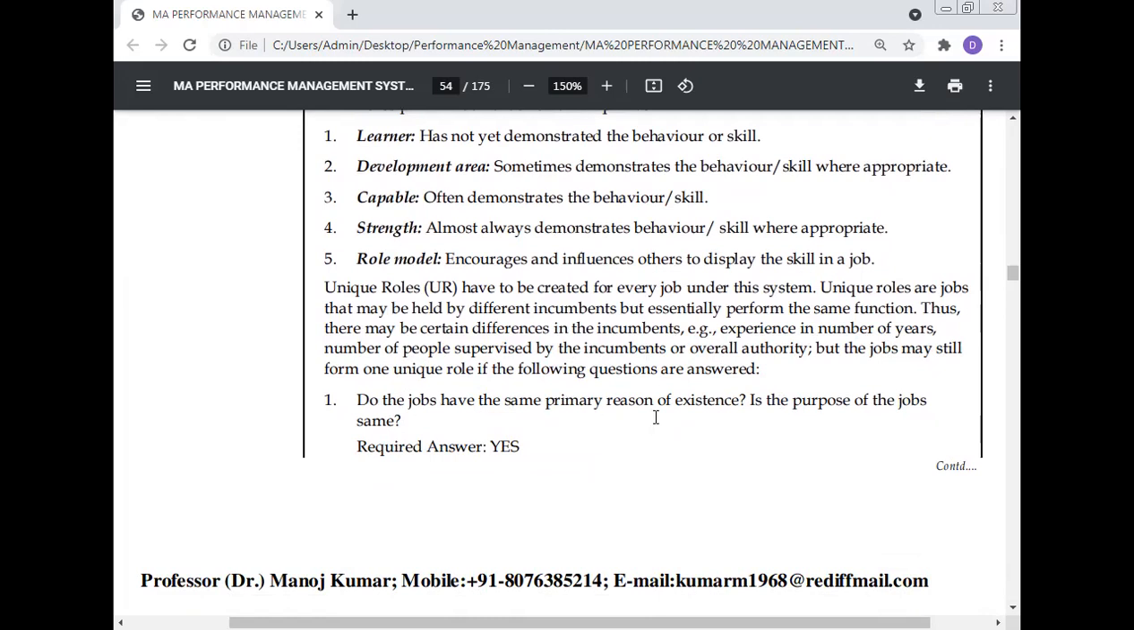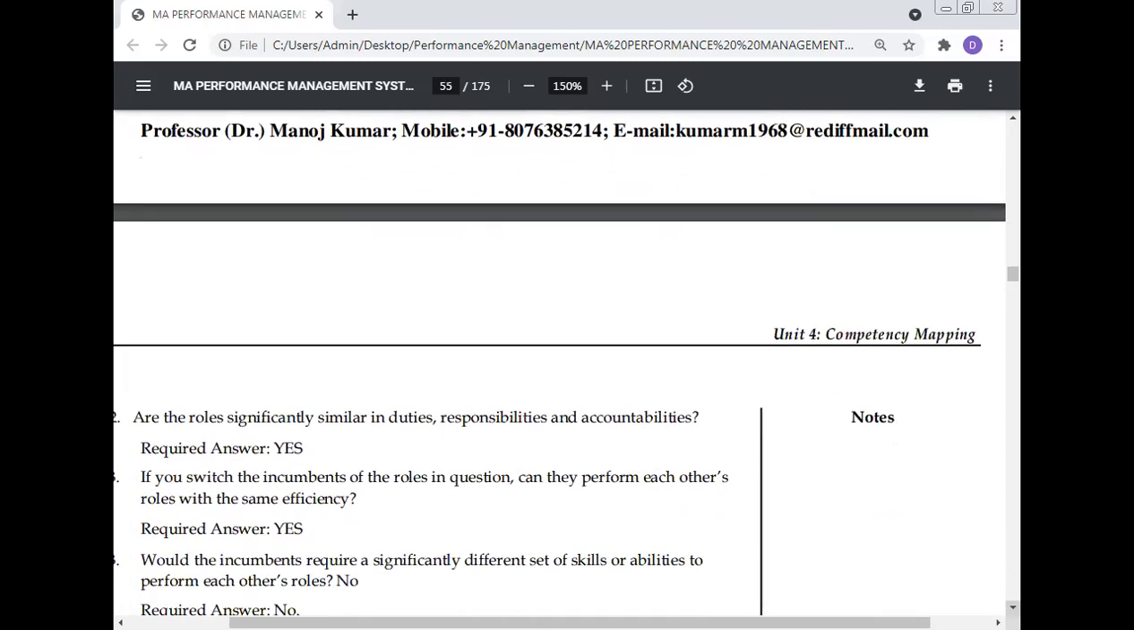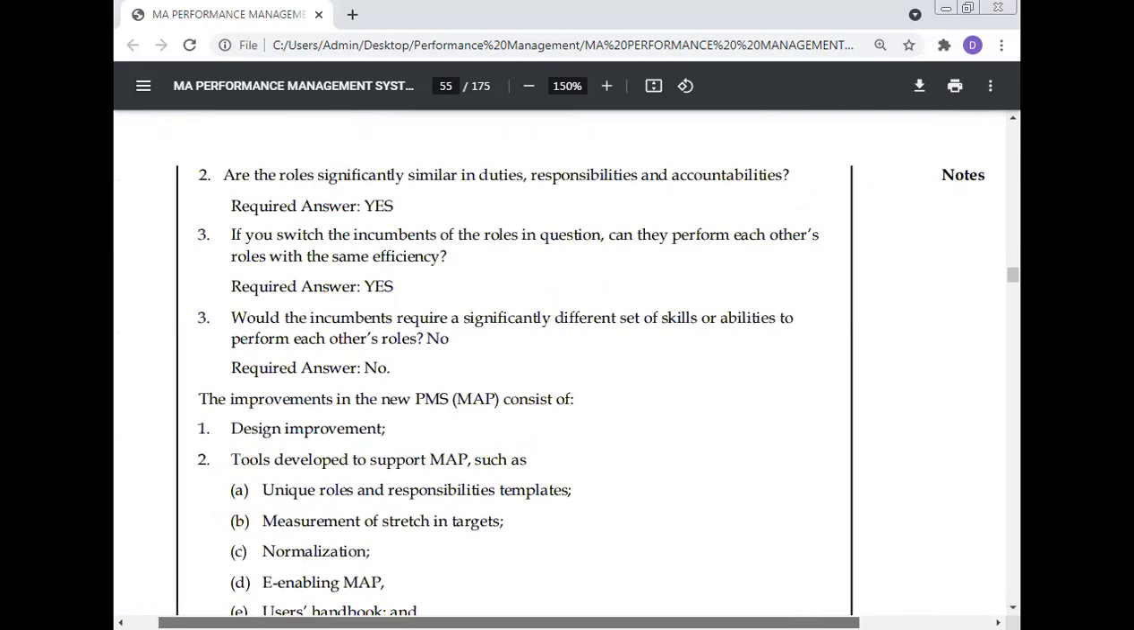Do the jobs have the same primary reason for existence? Is the purpose of the job the same? Required answer: yes. Are the roles significantly similar in duty, responsibility, and accountability? Required answer is yes. If you switch the incumbents of the roles in question, can they perform each other's roles with the same efficiency? Required answer is yes. Would the incumbents require a significantly different set of skills or abilities to perform each other's roles? Required answer is no.